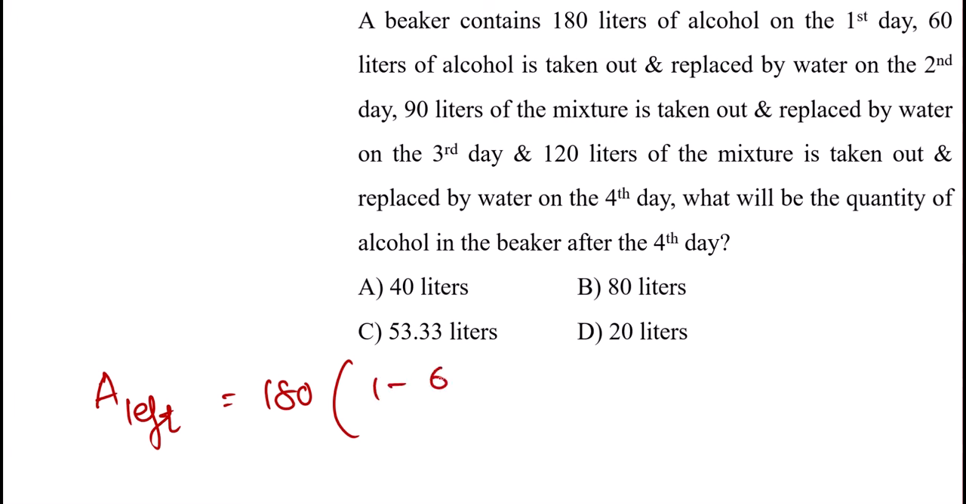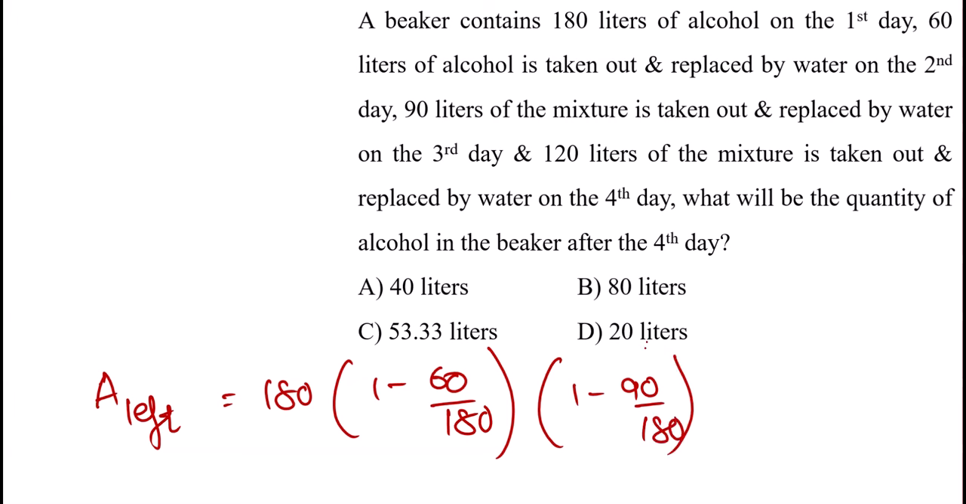First time you are removing 60 out of 180. You removed 60, added 60, totally 180 only. Second time you are removing 90 out of 180. So how can you say 180? You remove 60 and replace by, replace means equal quantity only. Next time you are removing 120 out of 180. Now what will be the quantity after the fourth day?